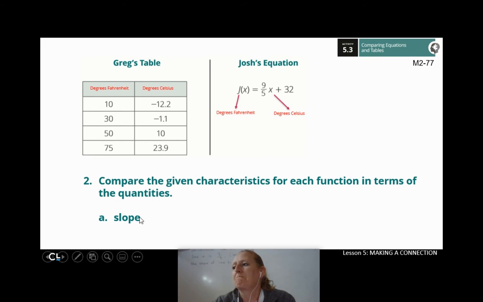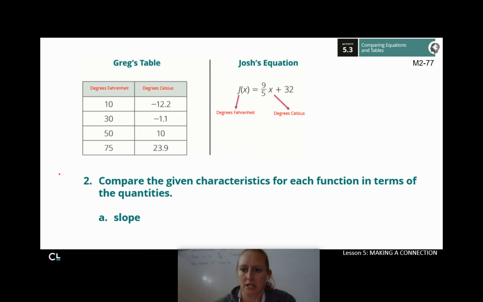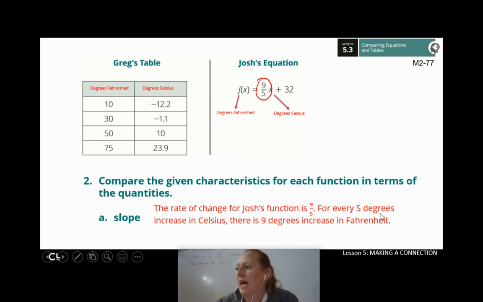So slopes are easy, right? I mean, I can easily find the slopes. Like, for example, this slope is so easy to find. Look at that. The slope is like 9 fifths. Okay, that made it easy and nice. So the rate of change for Josh is 9 fifths. I can see that. For every 5 degrees increase in Celsius, there's a 9-degree increase in Fahrenheit.